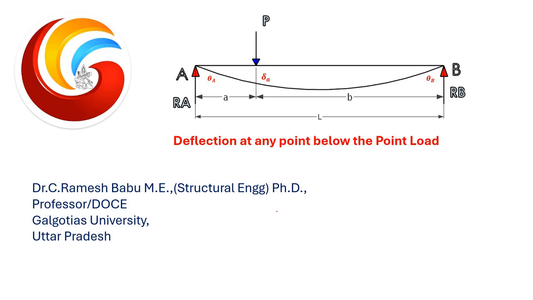Today we will be finding out the deflection at any point A, that is at a distance A from the left support, and also at a distance B from the right hand side support. We will also determine the rotations or slope at these locations, that is point A. We will find out theta A, and also here at this support B we will find theta B. So how to find out the deflection at any point as well as theta A and theta B, that we will see in this video.